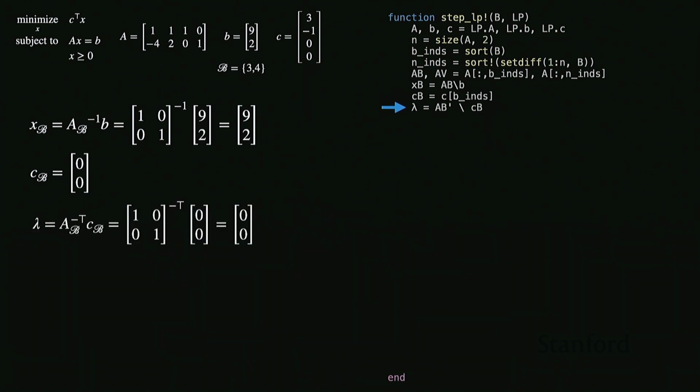And now we can solve for lambda and mu from the equations that we saw on the board. So lambda is just A basis inverse transpose times C basis. We already saw A basis, and C basis is just 0, 0.